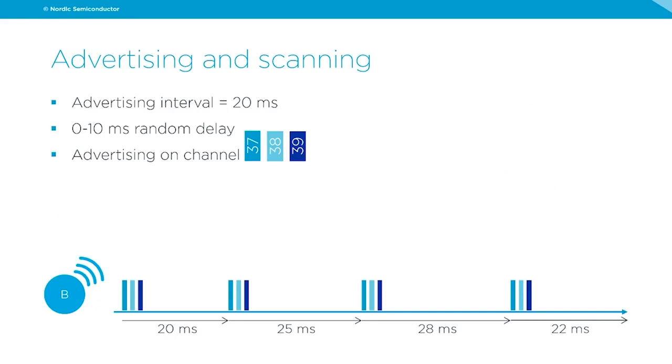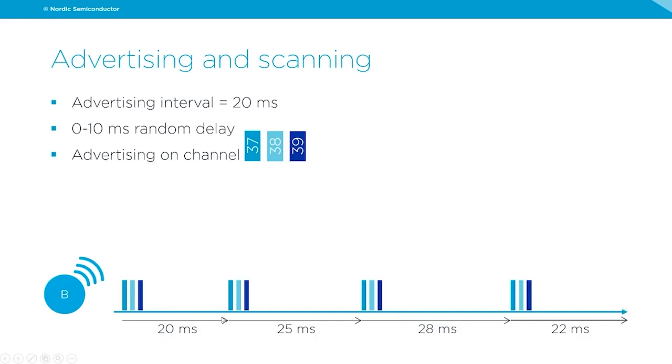So we now look into how the advertising is done. In this case, we have a device advertising with an interval of 20 milliseconds. But you can see here that the interval is not actually 20 milliseconds, but deviated. There is a 0 to 10 millisecond random delay on each advertising event.